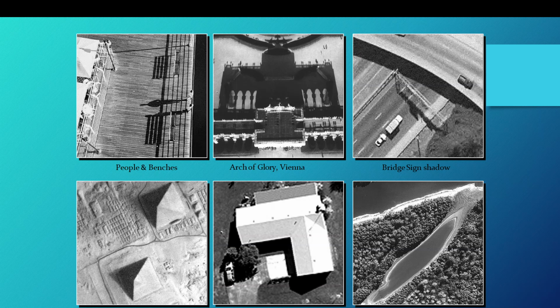The house image uses shadows to distinguish the building's structure and surroundings. Lastly, the shadow fall image shows how shadow outlines landforms and water bodies, helping identify terrain features. So overall, this example illustrates how shadows provide crucial clues about height, shape, and object visibility in image interpretation.